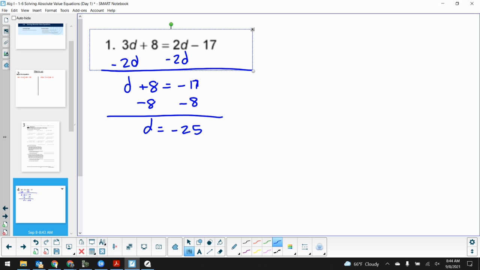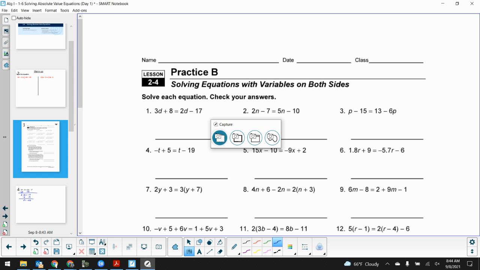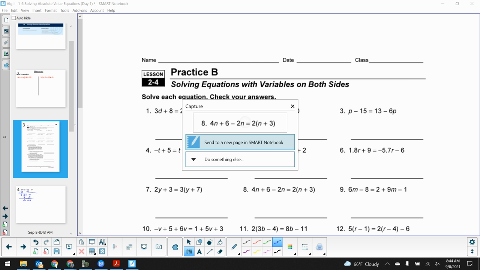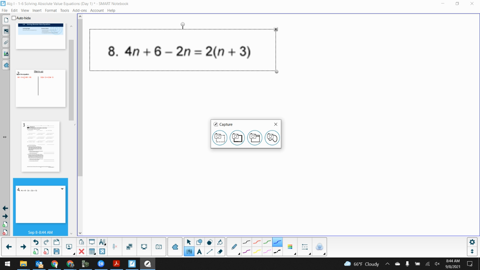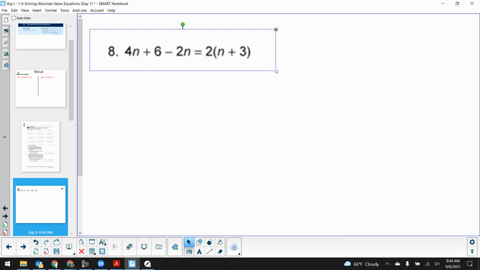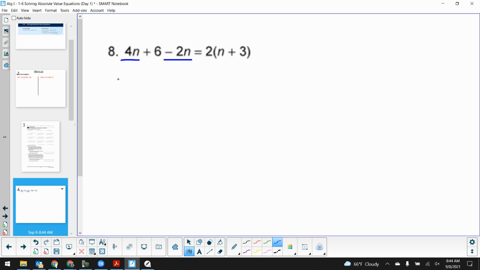Okay, give me one more from 1 to 12. Nathan. Number 8. Take a look at number 8. All right. Okay, so the first thing that I want to do with number 8 is actually combine like terms on the left side. The 4n minus 2n is 2n. Plus 6, distribute in. I distribute with the 2, I get 2n plus 6.